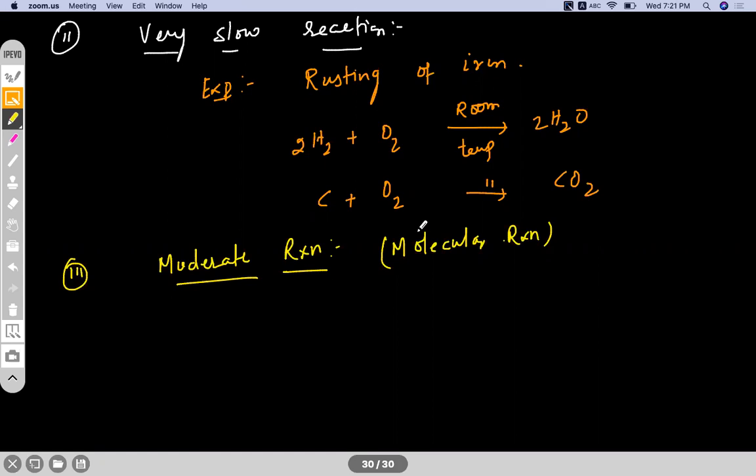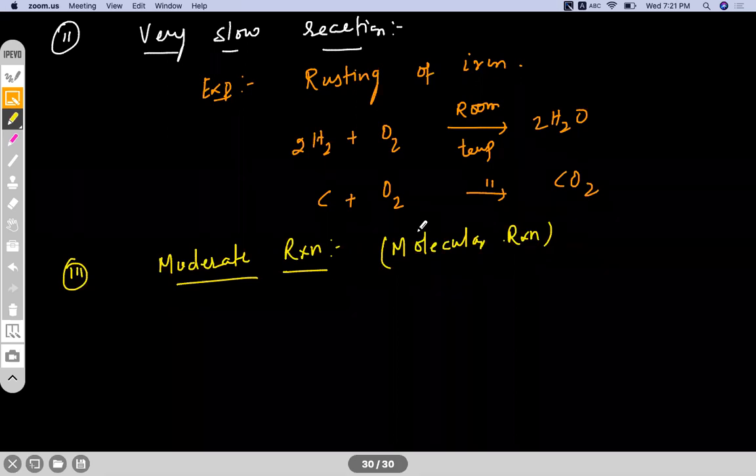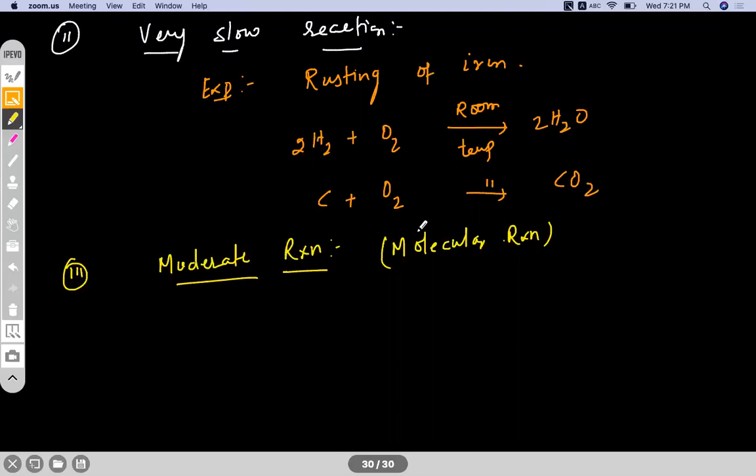Write down, this type of reactions proceeds with a moderate rate at room temperature. Many examples we have. Reaction of N2 plus 3H2 gives 2NH3, which is a moderate rate reaction.